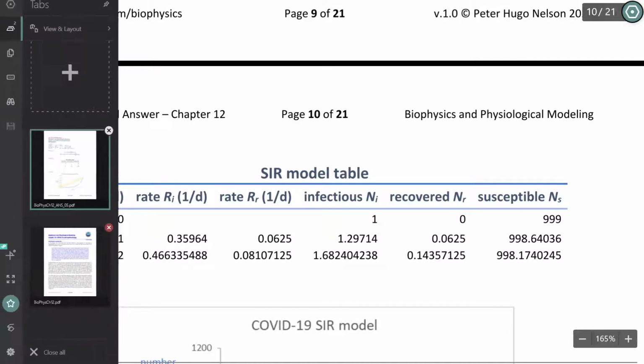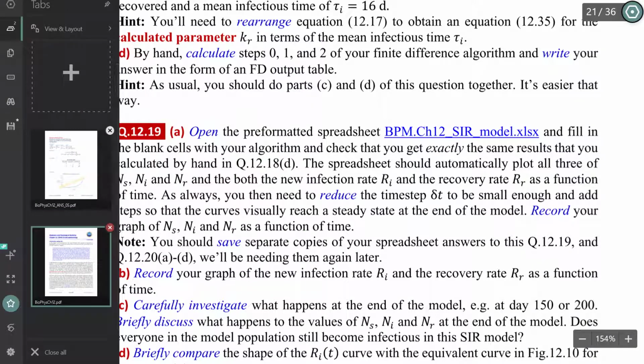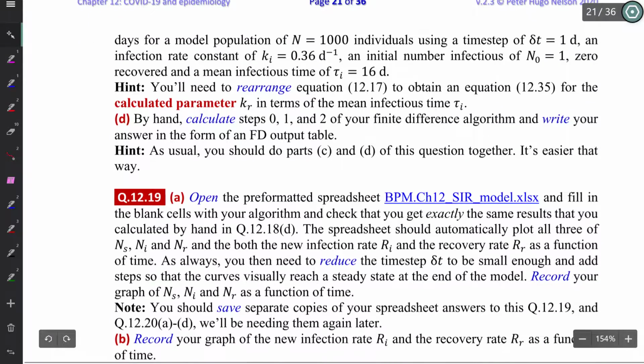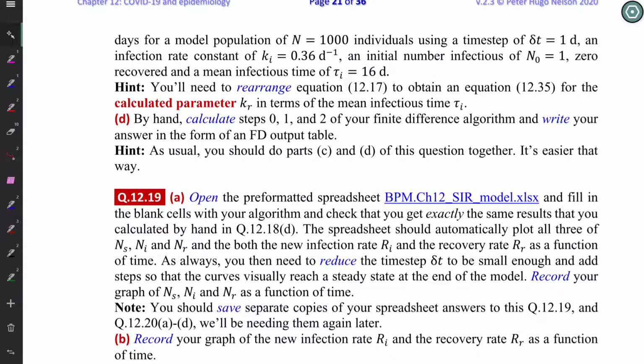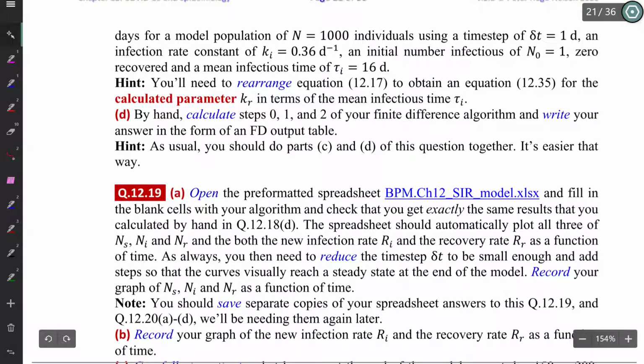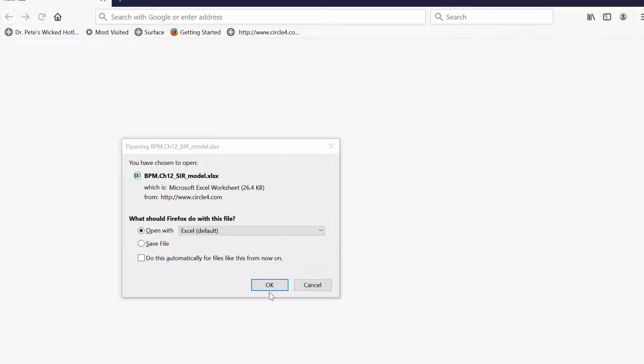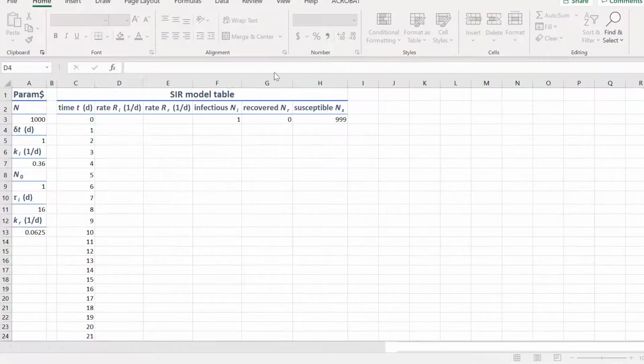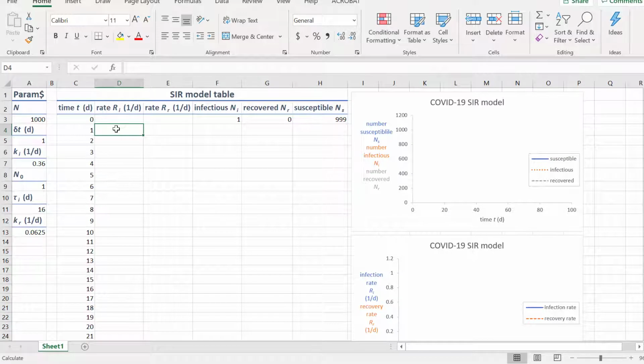So now what I want to do is get back to the chapter. Alright, after you've done that, this is the thing we were just talking about. We need to download the spreadsheet, and let's see, it should be in there. There we go. Click OK to download the spreadsheet. Hopefully it won't take too long. Alright, so now we've got the spreadsheet, and the first thing we need to do is enable editing so we can edit it.